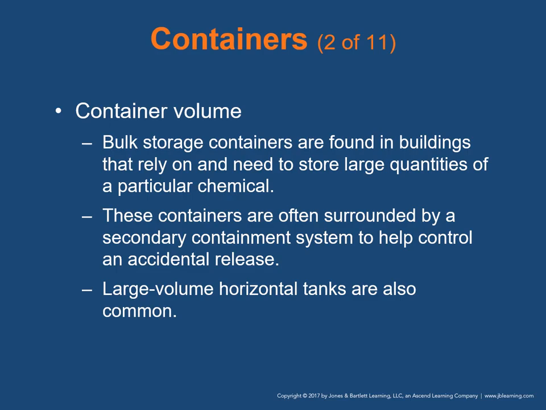Bulk storage containers include fixed tanks, highway cargo tanks, rail tank cars, totes, and intermodal tanks. In general, bulk storage containers are found in buildings that rely on and need to store large quantities of a particular chemical. Often these bulk storage containers are surrounded by a secondary containment system to help control an accidental release. Large volume horizontal tanks are also common. These tanks can hold a few hundred gallons to several million gallons of product and are usually made of aluminum, steel, or plastic.